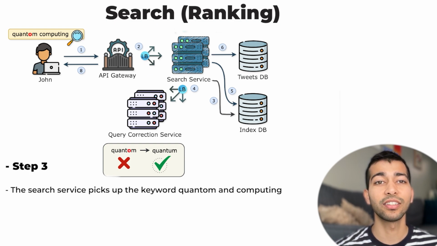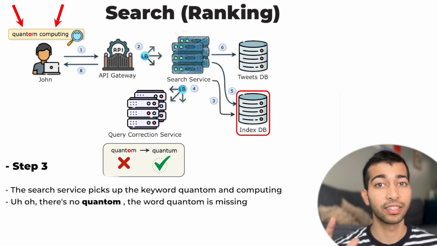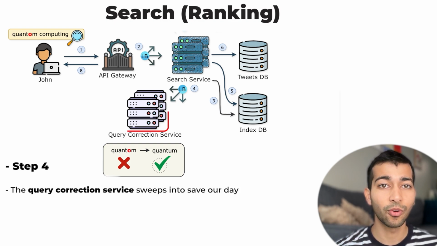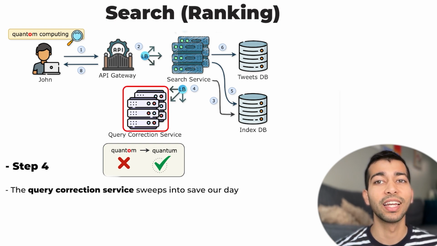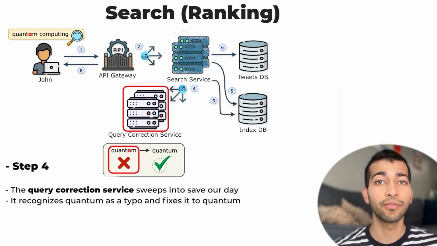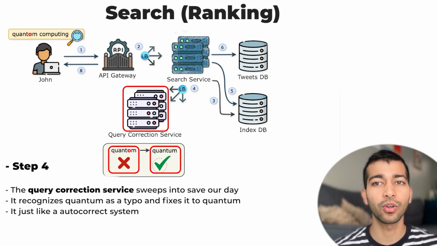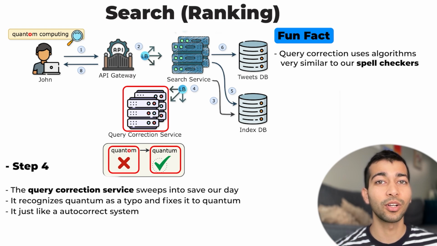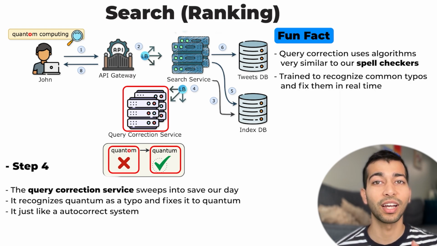Step number 3, the search service picks up the keywords quantum and computing from John's search. It checks the index DB for these words. There's no quantum. The word quantum is missing. So here's when our step number 4 kicks in. The query correction service sweeps in to save our day. It recognizes the typo and fixes it to quantum. The system is smart like that. It's just like an autocorrect system. Another fun fact, did you know that query correction uses algorithms very similar to our spell checkers? These algorithms are trained to recognize common typos and fix them in real time.